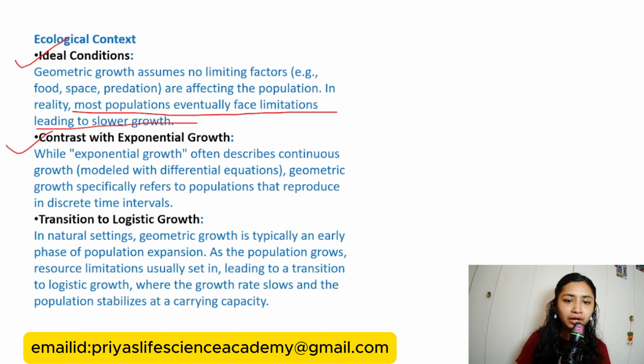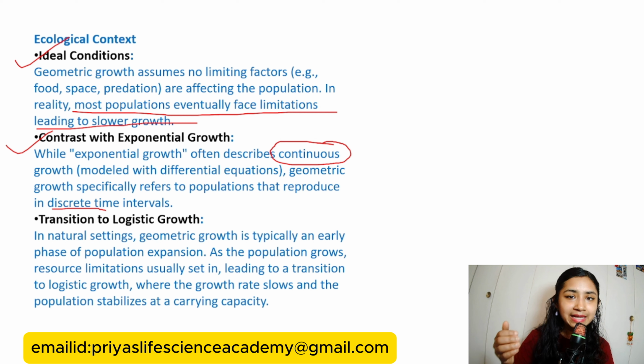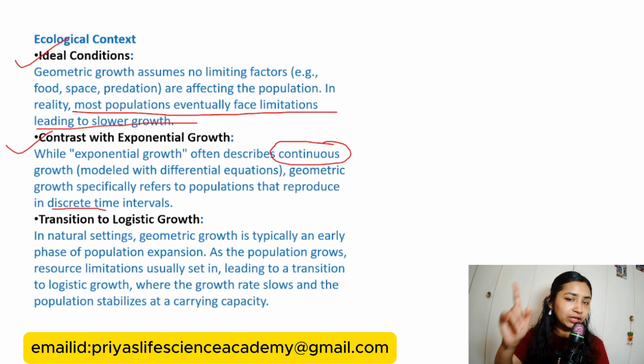While exponential growth often describes continuous growth modeled with differential equations, I told you dN/dt equals rN, and that was the differential equation. It describes continuous growth. The growth is very continuous. Geometric growth specifically refers to a population that reproduces in discrete time intervals. That means it is seasonal or annual. There should be discrete time intervals between generations. But in exponential growth, the growth is continuous and there are overlapping generations. For geometric growth, there is no overlapping generation present.